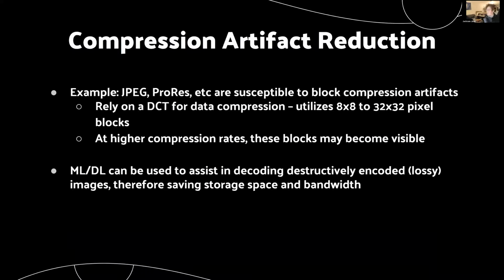Compression artifact reduction. As I'm sure a lot of you know, formats like JPEG, ProRes, etc. can be prone to this blocking artifact that you see, especially if your image is heavily compressed, or if you continuously recompress a JPEG, for example, you're going to start to see some compression artifacts. So people have been using these. I think you see this in Adobe's neural filters now as well, able to actually reduce the artifact that's present.